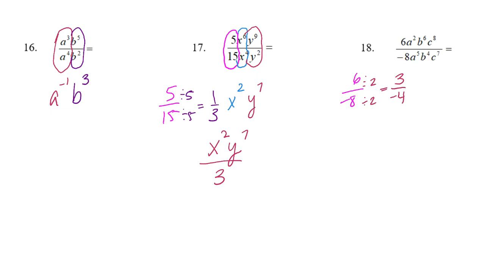So then we want to look at our a's. 2 and 5. 2 take away 5 is a to the negative 3. b's, 6 and 4. 6 take away 4 is b to the 2nd. And c's, 8 take away 7 is c to the 1st power. You don't have to write the 1, but you can. Yet again, we'll come back and deal with that negative exponent in a little bit.